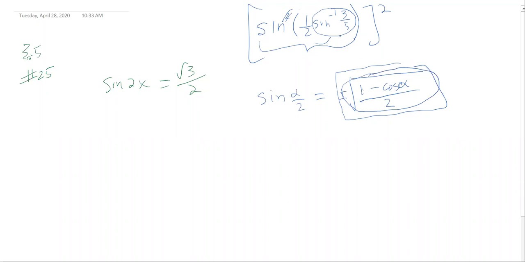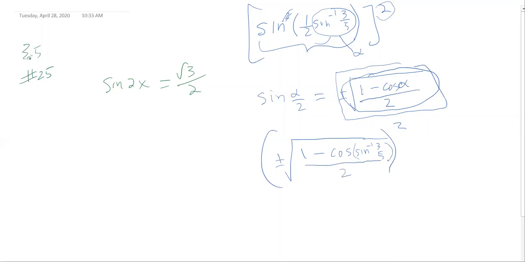Okay, but remember, this is my alpha now, right here. Right? That's alpha. So this becomes, and of course we're going to square the whole thing, but you would have this, and you're going to square it, but you have 1 minus the cosine of my angle here, which is the inverse sine of 3/5. So this is one way you can approach it, over 2. And the whole thing's being squared.